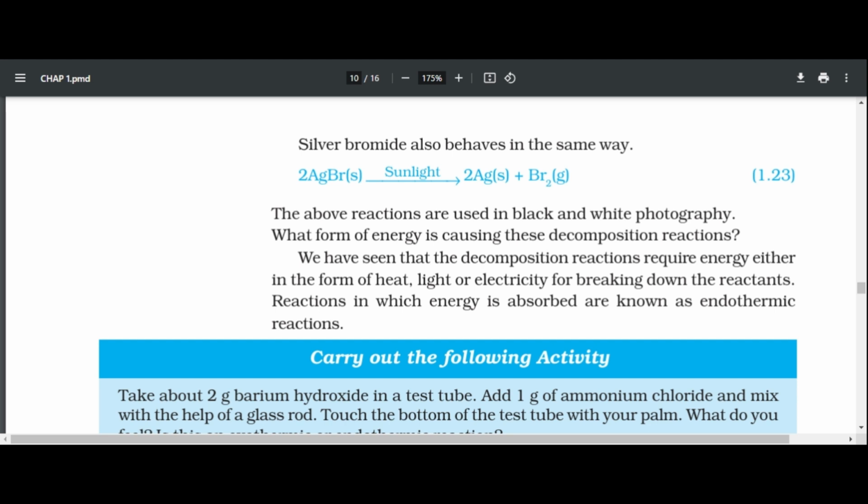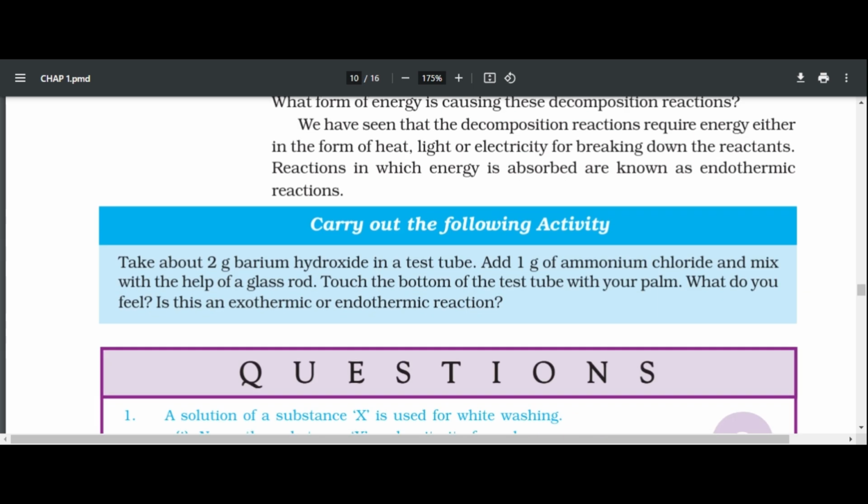Silver bromide also behaves in the same way. 2AgBr(s) in the presence of sunlight gives 2Ag(s) plus Br2(g). The above reactions are used in black and white photography. What form of energy is causing these decomposition reactions? We have seen that the decomposition reactions require energy either in the form of heat, light, or electricity for breaking down of reactants. Reactions in which energy is absorbed are known as endothermic reactions.